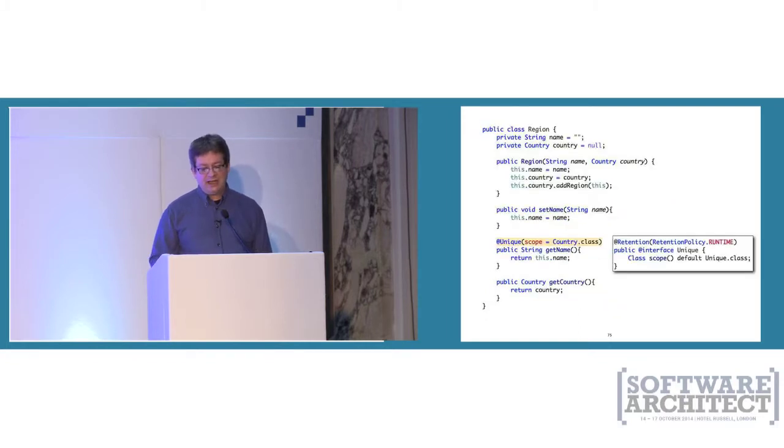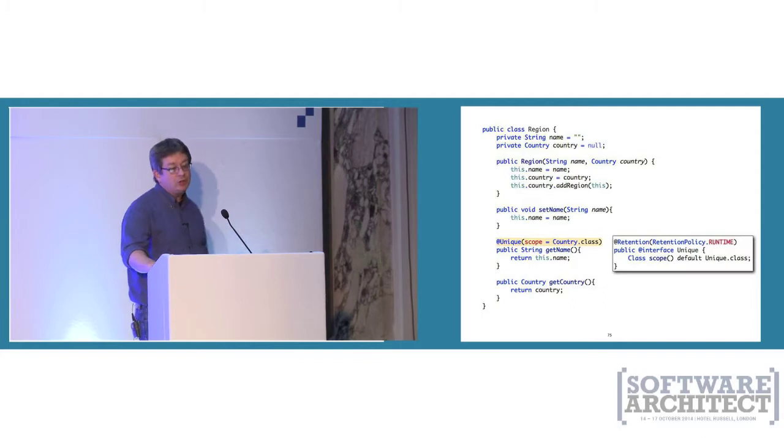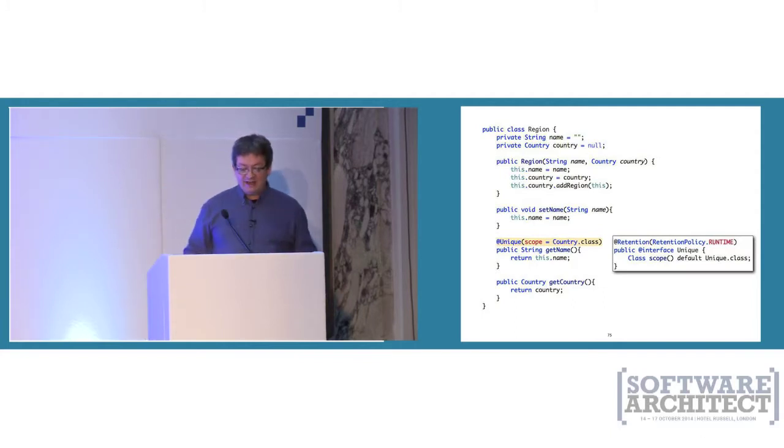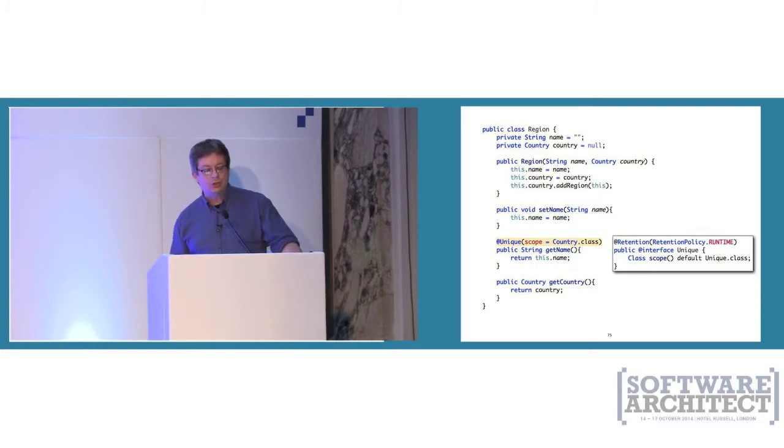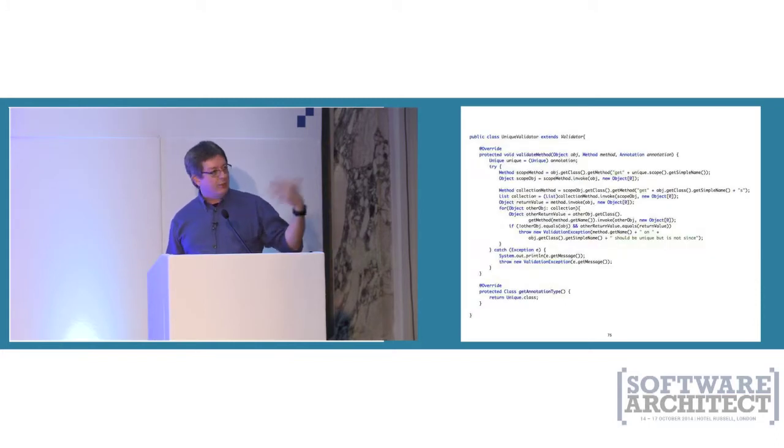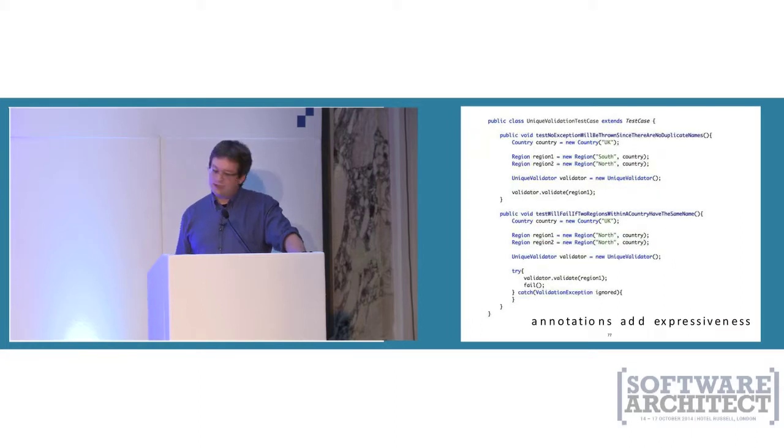These can be pretty sophisticated. Here's one that will go through and make sure that the country you've added to this region is unique, because these annotations can get access to underlying collections and other things that are present when it runs. So you can do some very powerful things with annotations and attributes. And here are a couple of unit tests that demonstrate putting those through their paces.